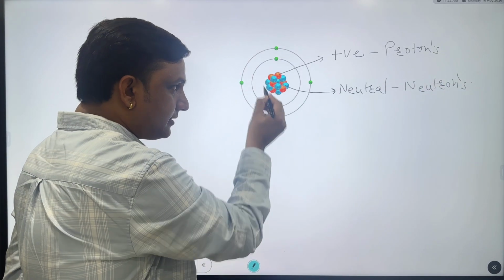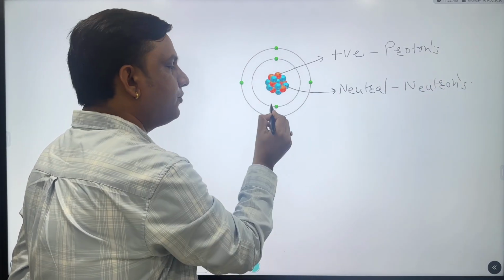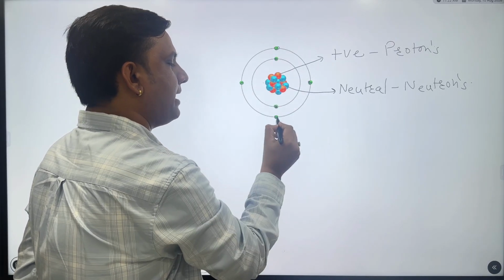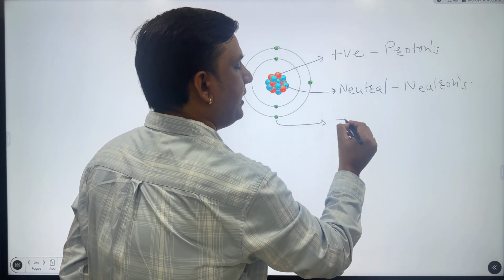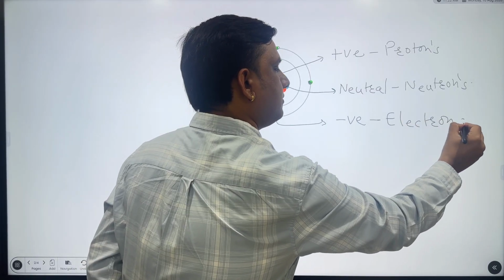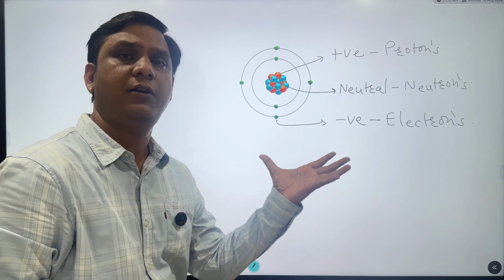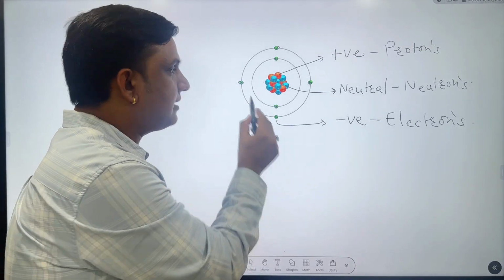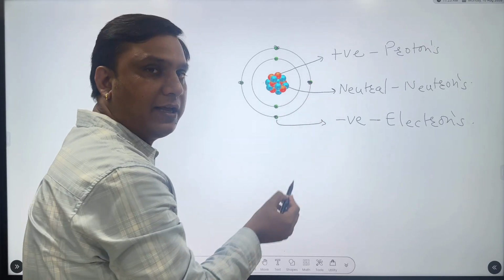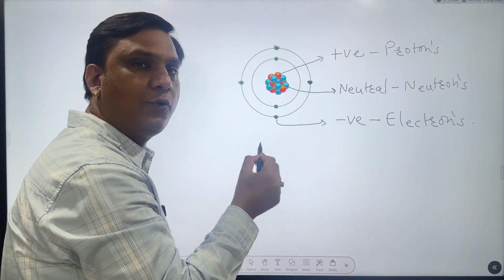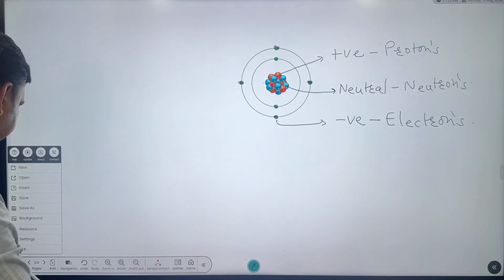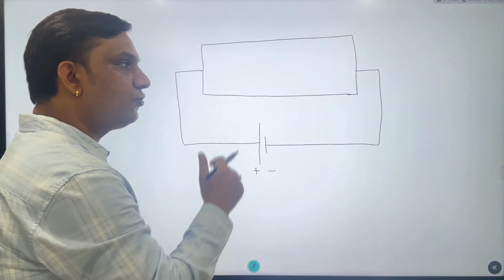While outside this nucleus, in the orbit, there are a few charges present. Those are roaming here, rotating here, and we are calling them electrons, the negative charges. So this is the basic structure of an atom. We have to remember the charges present in the outer orbits. That means the electrons present over here play a vital role in the flow of current, or in the concept of electricity. So to make you understand this in a better way, now let us move to the further circuit.